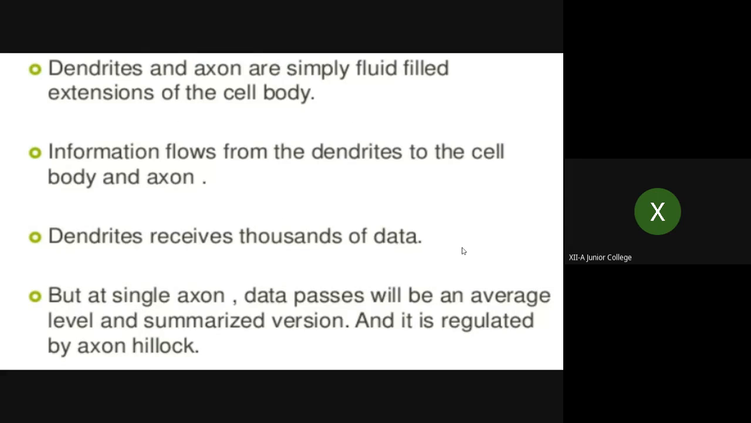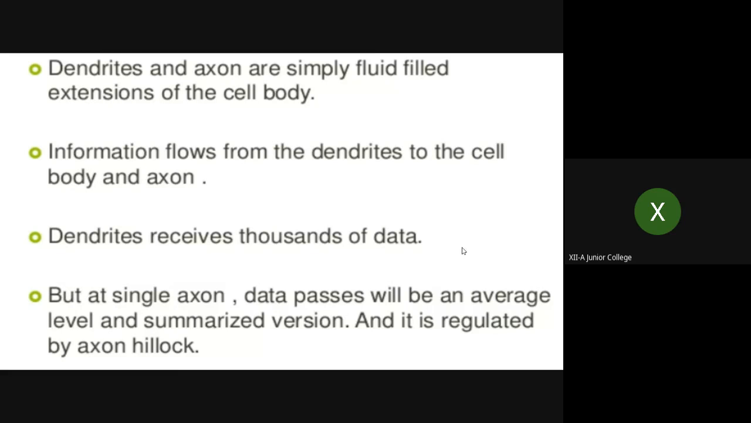This is the way. Dendrites and axon are simply fluid-filled extensions of the cell body. Remember, both dendrites and axon are simply fluid-filled extensions of the cell body. Information flows from the dendrites to the cell body and then axon. Dendrites receive thousands of data, but at the single axon, the data passed will be an average level and summarized version, and it is regulated by the axon hillock.